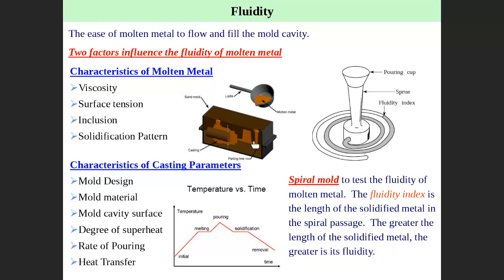These are characteristics of the liquid metal affecting fluidity. Now this is a characteristic of the mold itself. The mold itself affects the fluidity, like mold design, mold material, mold cavity surface, degree of superheat, rate of pouring, and heat transfer. These items are also factors affecting fluidity, related to the mold itself.